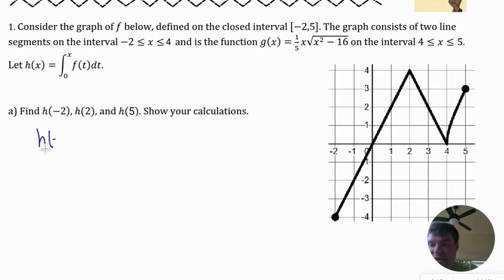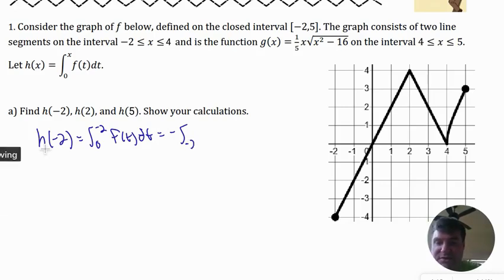So we have h of -2. All I'm going to do is substitute in the -2 into the integral. And what you're going to notice here is that the upper bound is smaller than the lower bound. So I'm going to negate this to switch this up. So put the -2 on the bottom. Ooh, I gotta fix that. -2 on the bottom, and then the 0 on top.